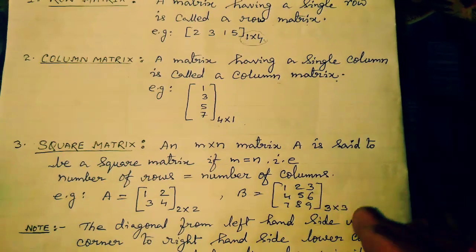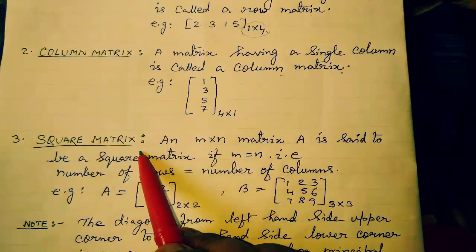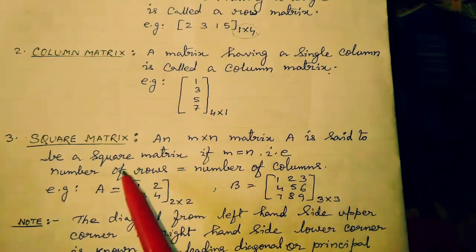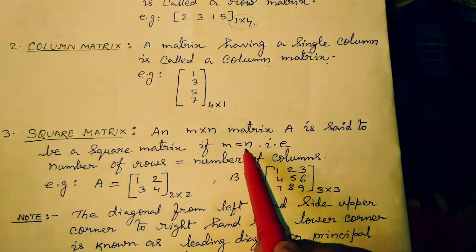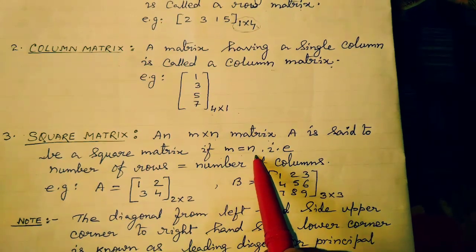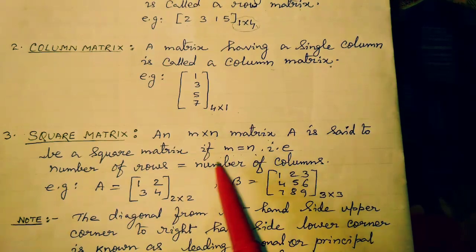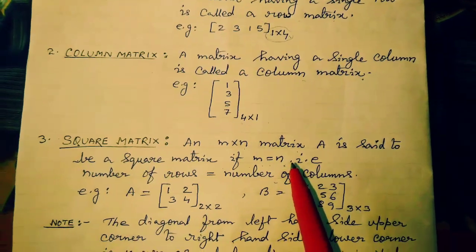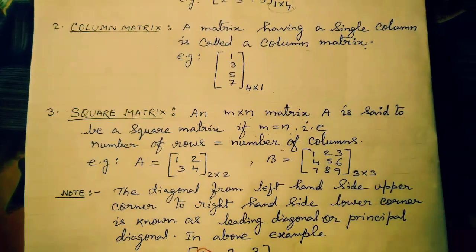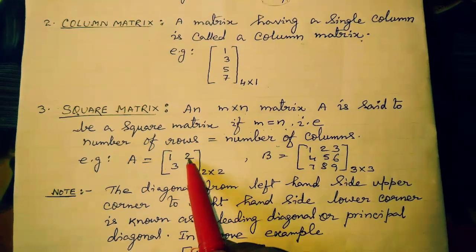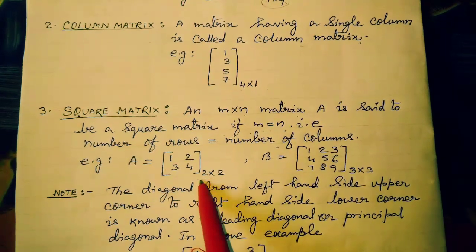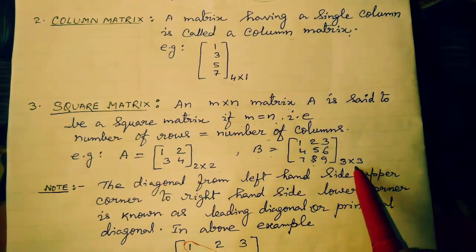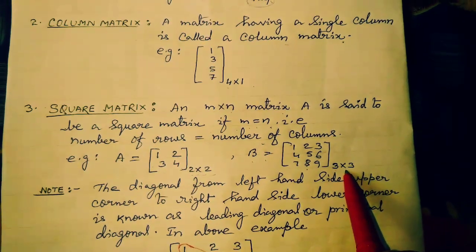Next, the definition is square matrix. So what do you mean by square matrix? An m into n matrix A is said to be a square matrix if m is equal to n. That means if the number of rows and number of columns are equal, then only it will be a square matrix. Clear, student? So an example I have written here: A equals 1, 2, 3, 4. So your order is 2 into 2. And here also matrix B, whose order is 3 into 3. Clear?